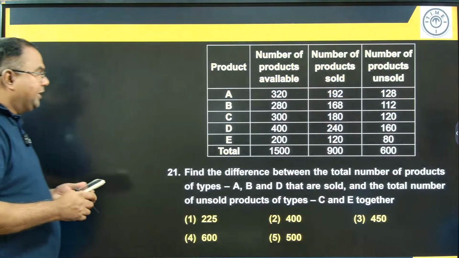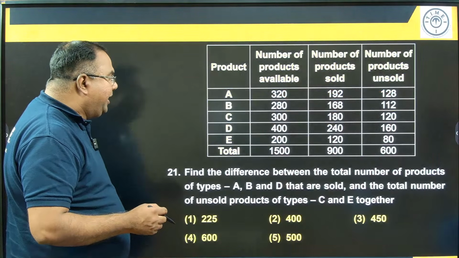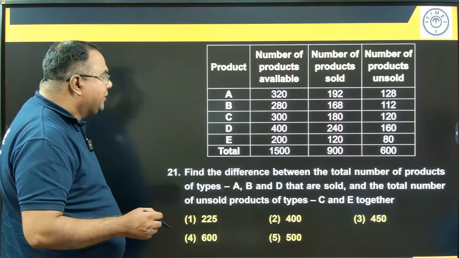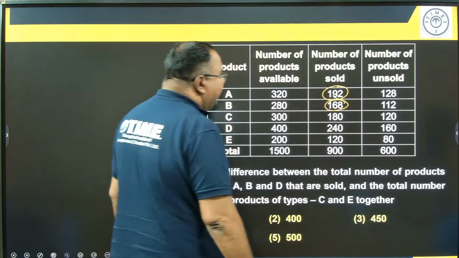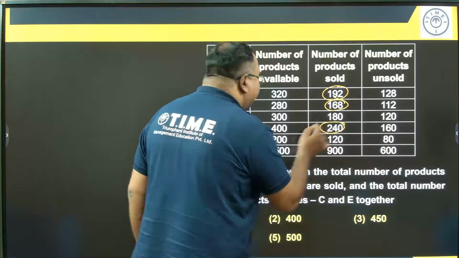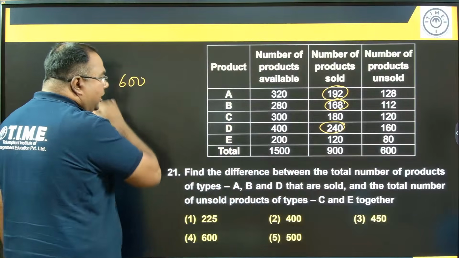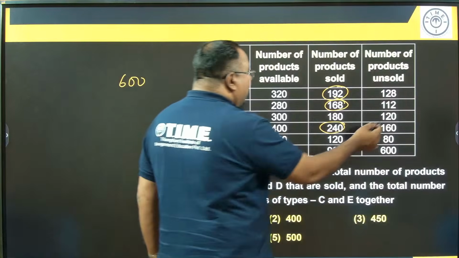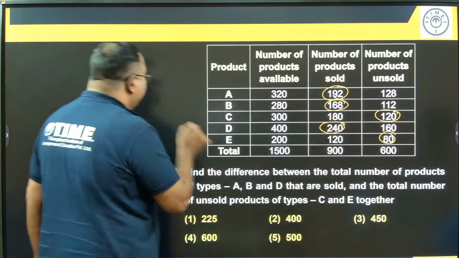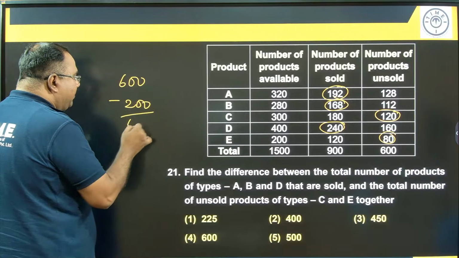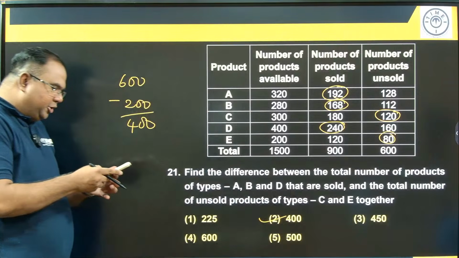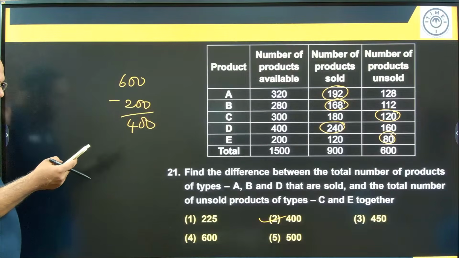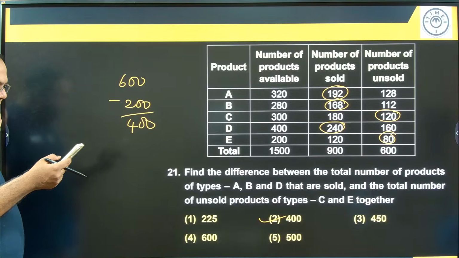People have answered the next question. Find the difference between the total number of products of types A, B, D sold and the total number of unsold products of C and E. A, B, D sold: 192, 168, 360, 240, 600. And C and E unsold: 120, 80, 200. I told you, now questions will be very simple. It is 400. 400 is present in choice 2. Mahesh, Rebel, correct answer. Bhavina, correct answer. Vidya, correct answer. Okay, let's move ahead then.